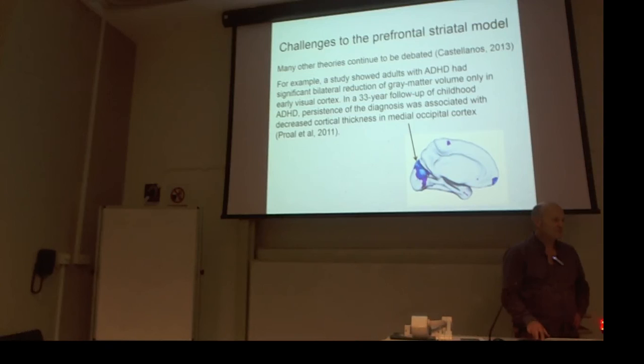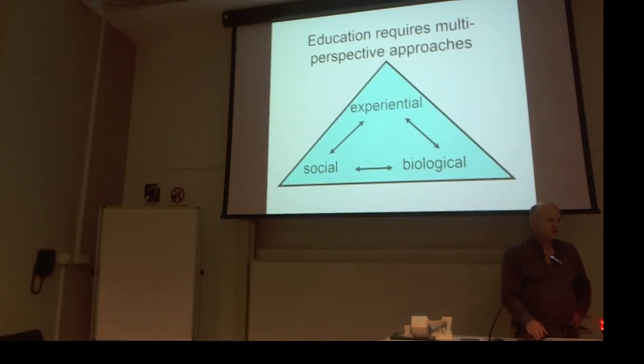And then, of course, there's Castellanos. Many other theories continue to be debated. I think Castellanos is interested in this... Oh, no, it's actually Prowell that's interested in this visual idea, that there's possibly a bilateral reduction of grey matter volume in the early visual cortex. But then, going back to how we talked about cause and effect last time when we were talking about dyslexia, if there's a problem with visual processing, should you not be able to see that in simple visual processing tasks? So we have to think carefully about these alternative ideas. We need to have evidence from many different perspectives to understand learning and to understand learning disorders.